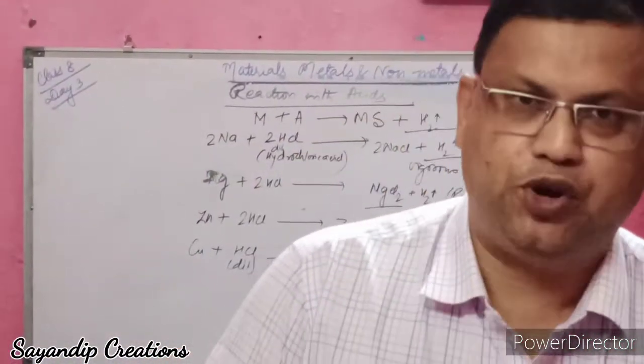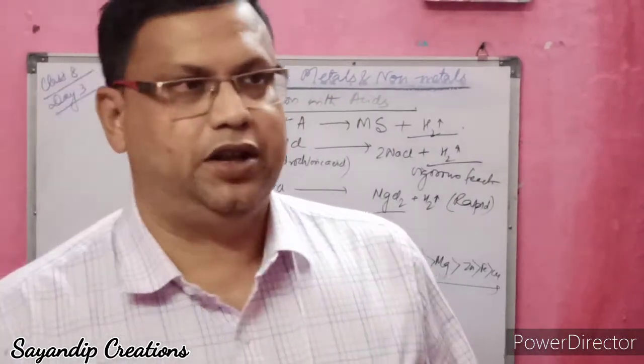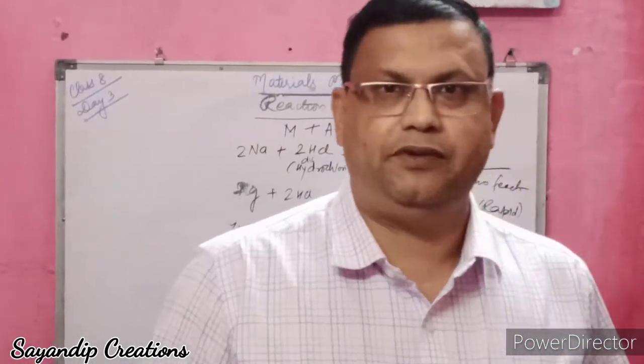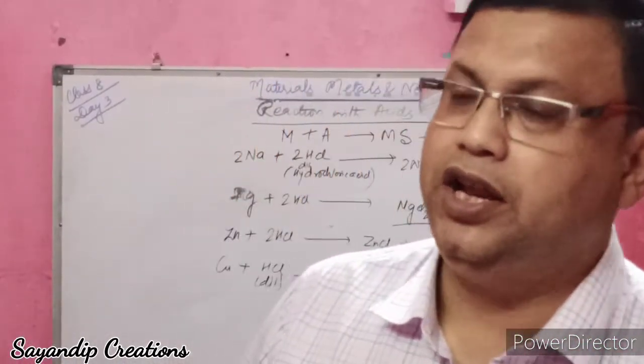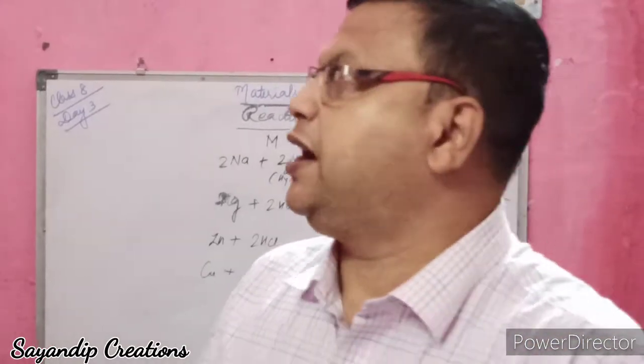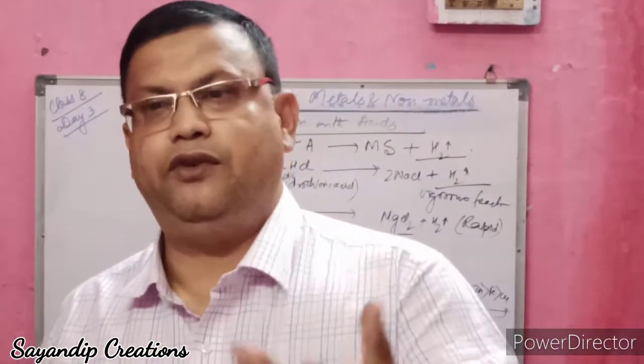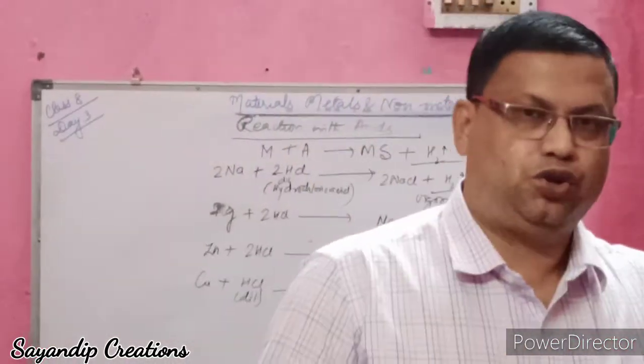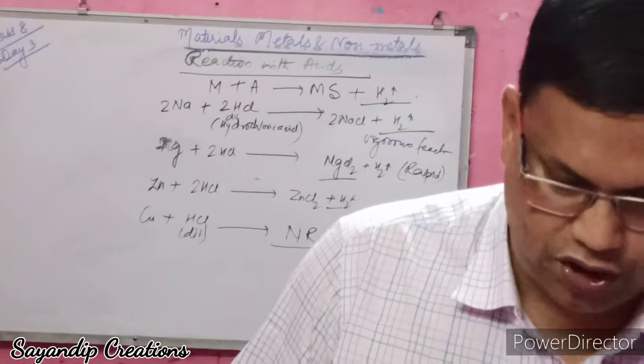Sodium and potassium are highly reactive metals, and they are kept under kerosene oil. Because if they are kept out, they will catch fire on their own. So to prevent that, they are always kept inside kerosene oil.